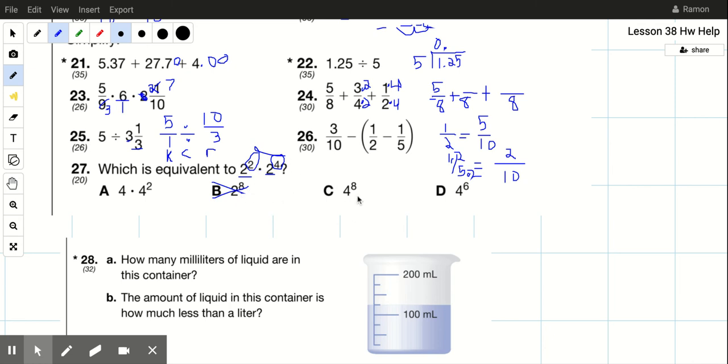It's not going to be 4 to the, well, I guess it could be 4 to the power of 8. We'll come back to this one. It's not going to be 4 to the power of 6 because the exponents are then the same, right? And the bases are different. So that's going to disqualify it.